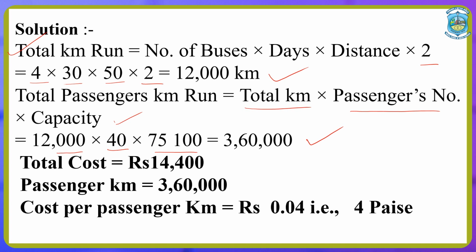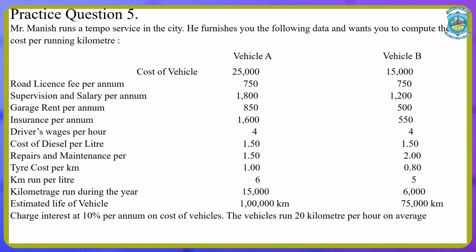Total cost expenditure incurred was 14,400. Passenger kilometer is 3,60,000. Cost per passenger kilometer which we have to calculate, that is 4 paise.